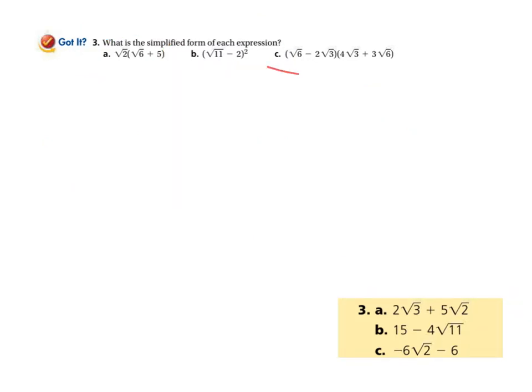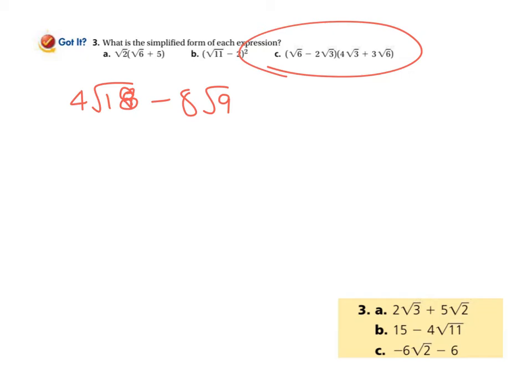Now, the third one here, I'm just going to go ahead and FOIL that out for us. So we're going to have square root of 6 times 4 square roots of 3. That's 4 square roots of 18, because again, 6 times 3 is 18. Minus 8 square roots of 9. Plus 3 square roots of 36. Now, I know those are perfect squares, and I'll pull them out here in a minute. I just want to make sure you see where they're coming from.